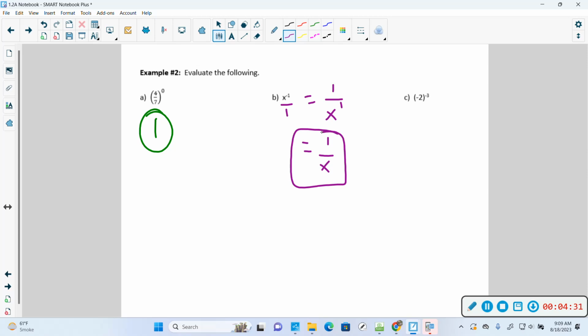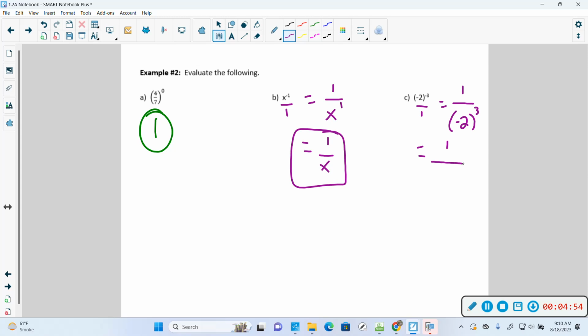Okay, -2 to the -3rd power. Now again, it's that -3rd power that I don't love. So I'm going to flip these, and then I can make the 3 positive. Well, let's calculate out -2 cubed in the bottom. What's -2 cubed?